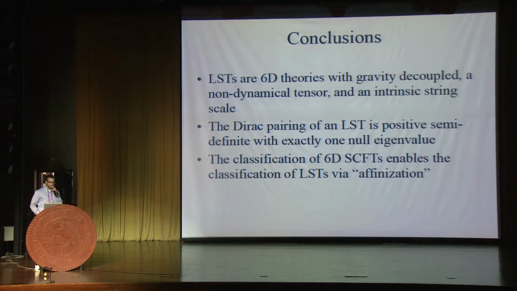So to recap, LSTs are 6-dimensional theories with gravity decoupled, a non-dynamical tensor, and an intrinsic string scale. Their Dirac pairing is positive semi-definite with exactly one null eigenvalue, and the classification of 6D SCFTs enables the classification of little string theories by this process of affinization.